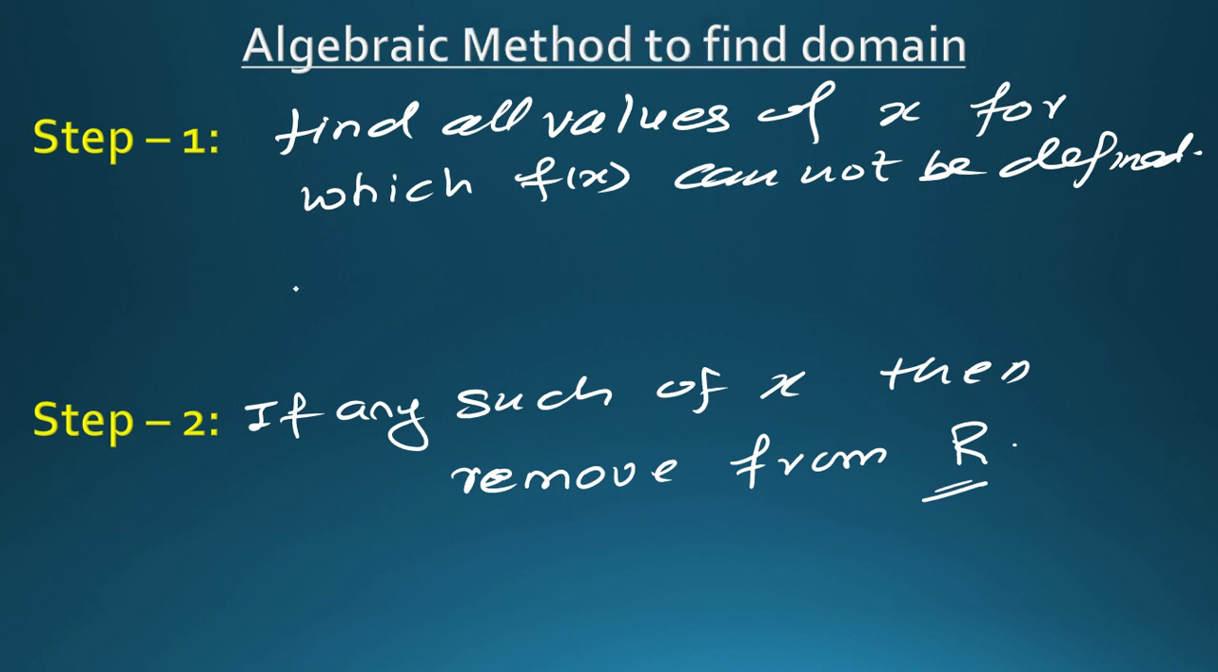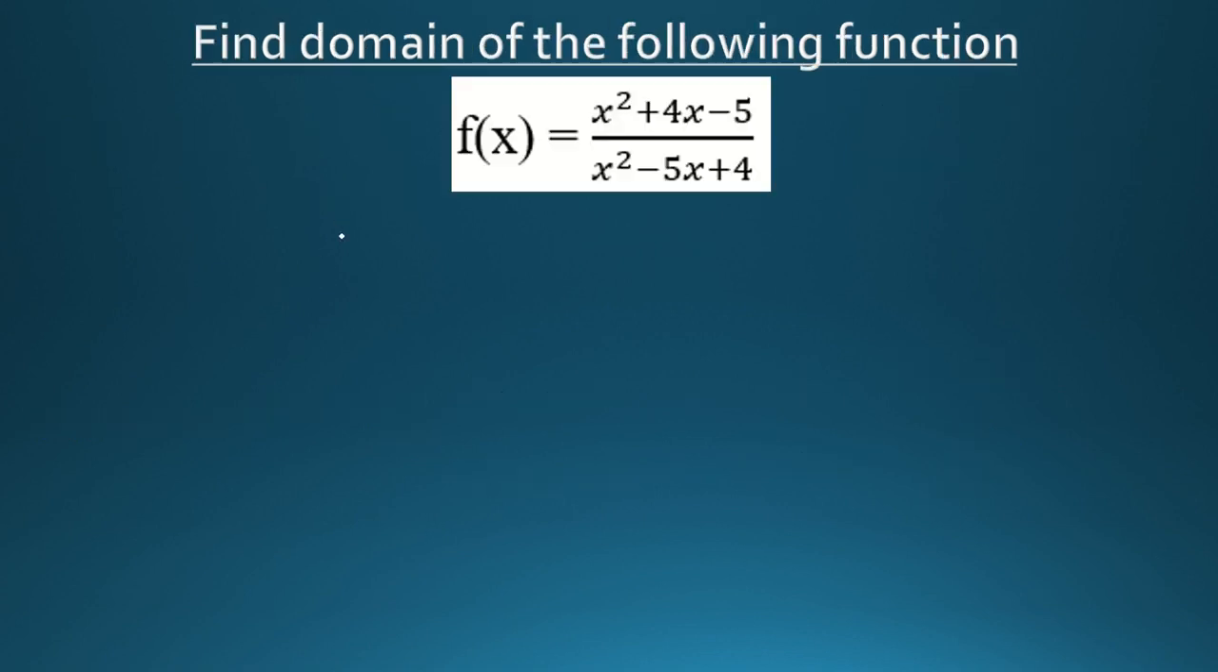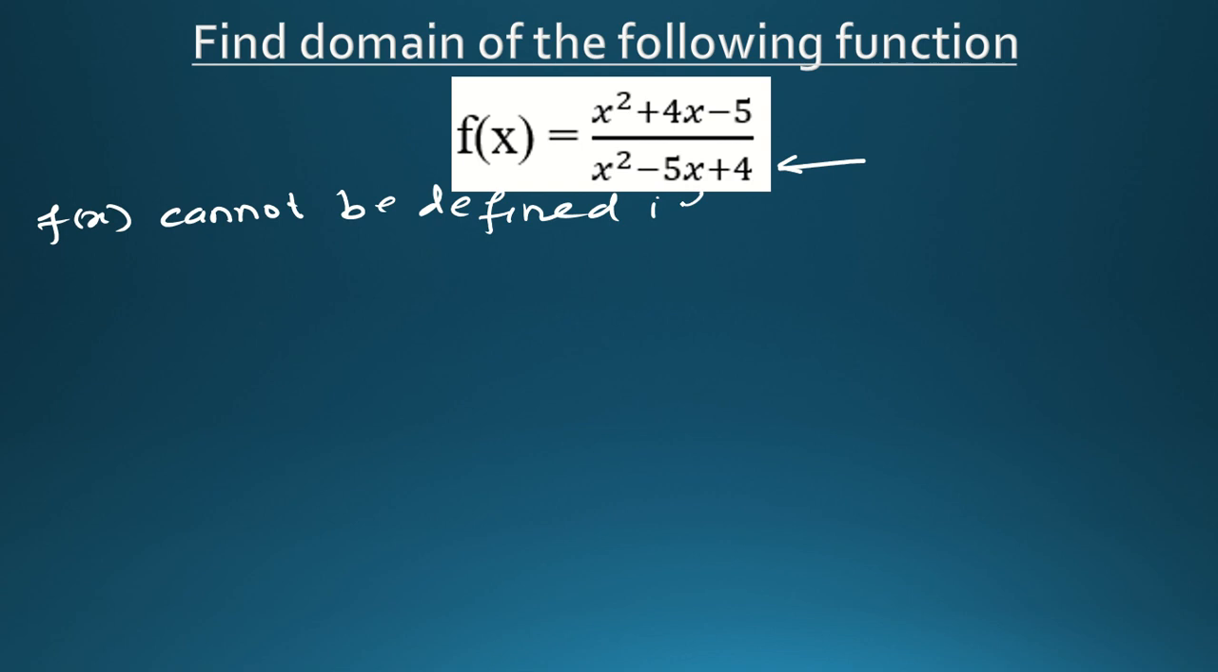For example, the question is: find the domain. Now, you see what I told you, that if the denominator is equal to 0, then the function cannot be defined. So, what will you write here? f(x) cannot be defined if x square minus 5x plus 4 equals 0.